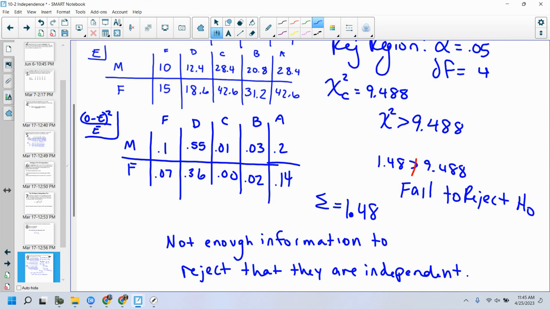Make sense? So that's how you run a hypothesis test for independence.